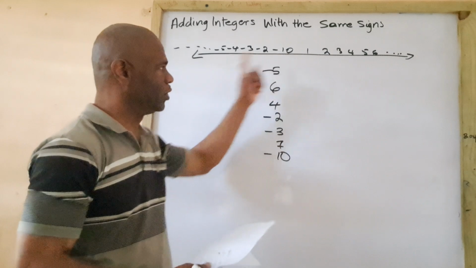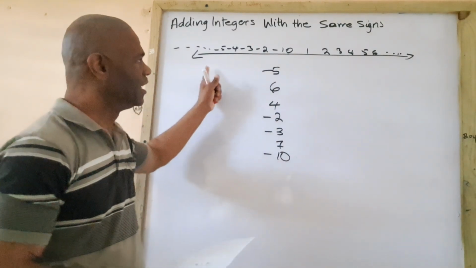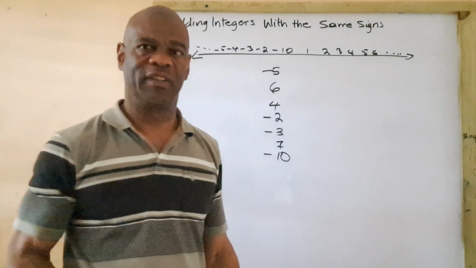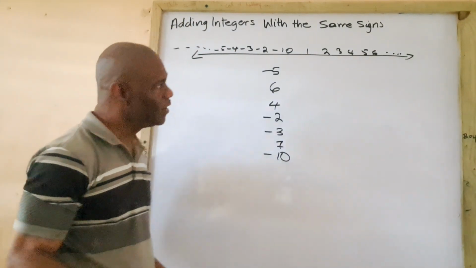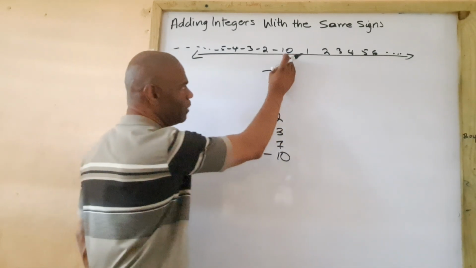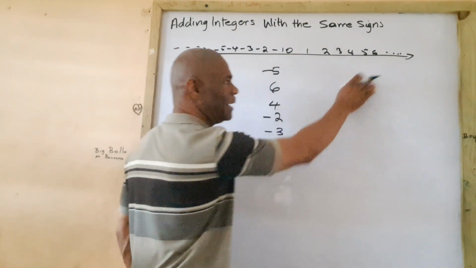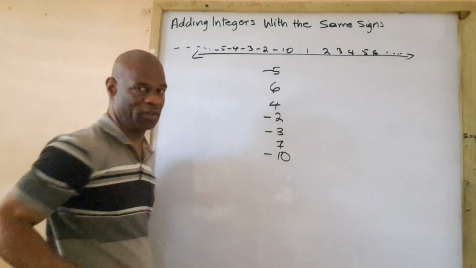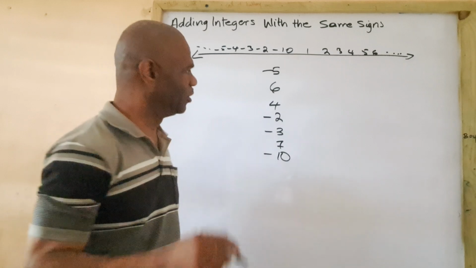So the further left we go, the smaller the number gets. The further right we go, the larger the value of the number gets. So we need to understand that all the numbers to the right of 0 on the number line would be larger than all the numbers to the left of 0 on the number line. So please note that.